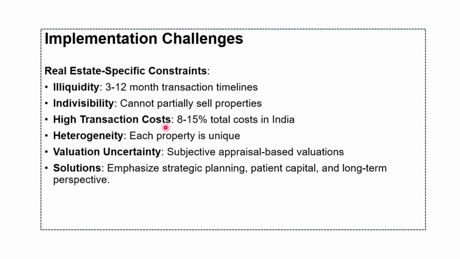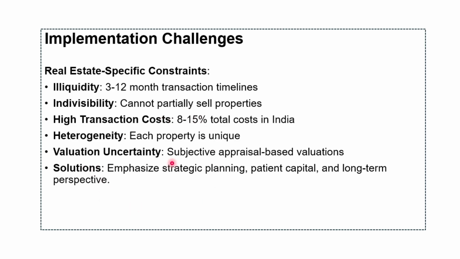Then high transaction cost. There are many duties, many taxes, from stamp duty to other types of taxes. So those extra charges will cost you around 8 to 15%. You can add it to your cost and then realize the final cost, because they are a significant part of a real estate transaction. Then heterogeneity, we understand that many times the two units are not the same. So that also impacts your portfolio.